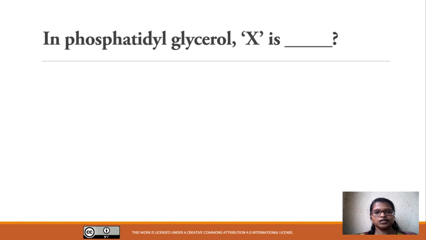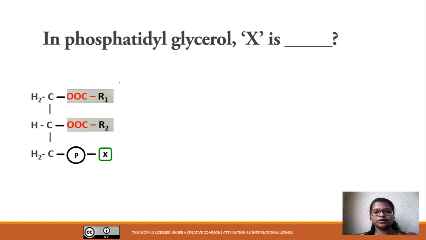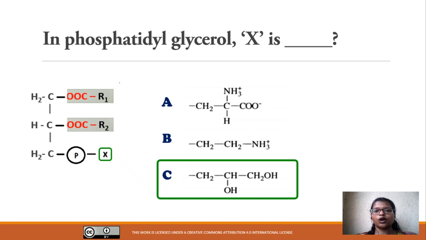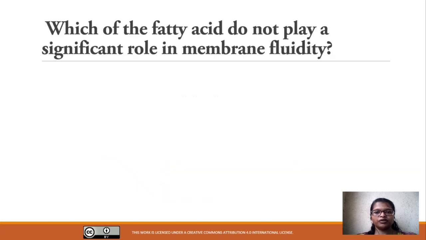Moving on to the next question. In phosphatidylglycerol, X is dash. This was the phosphatidylglycerol where X is hidden. So if we add which molecule here, we will get X? These were the options given. We know option A is serine, so if we add A here, we will get phosphatidylserine. Option B is ethanolamine, so if we add this compound here, we will get phosphatidylethanolamine. Option C is glycerol, so if we add option C, we are going to get phosphatidylglycerol. Hence it is the correct answer. Moving on to the next question.